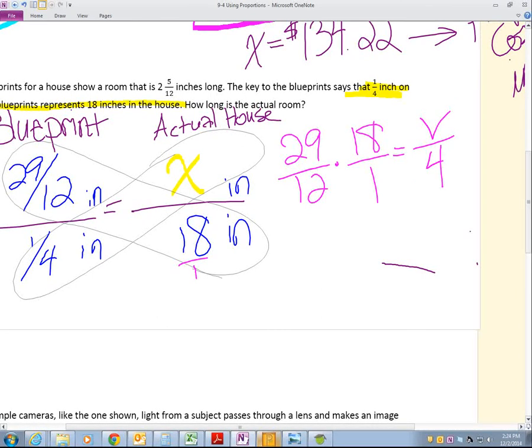Oops, sorry. I'm just looking at the notes that we did last period. That's funny. I just went back in time. So we used Vanessa's initial. So we have 29 times 18 over 1, x over 4.